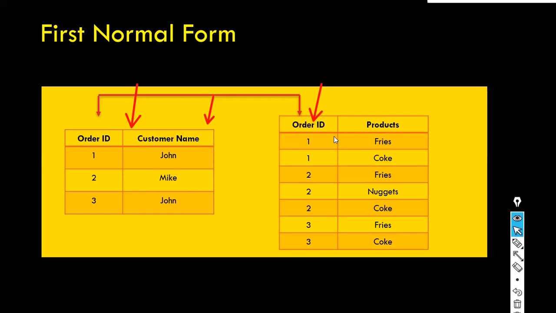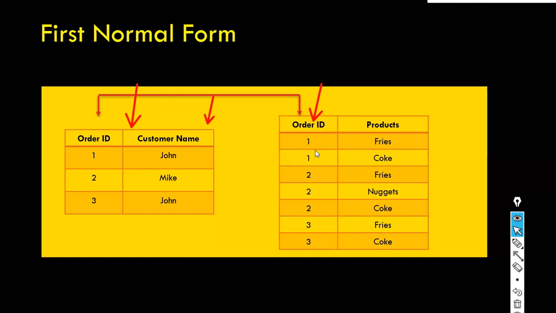Whereas here, it cannot be, right? Because an order can have more than one product practically in a real-time scenario. So in order ID 2, they purchased more than one product. In order 3, they purchased two products. Okay.